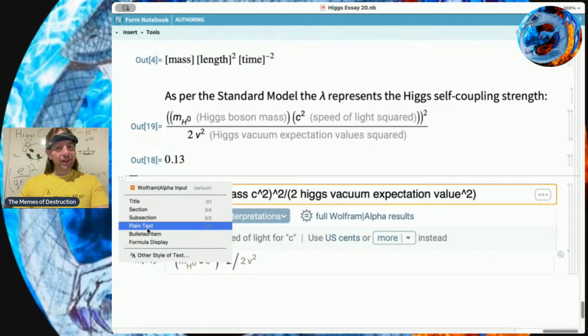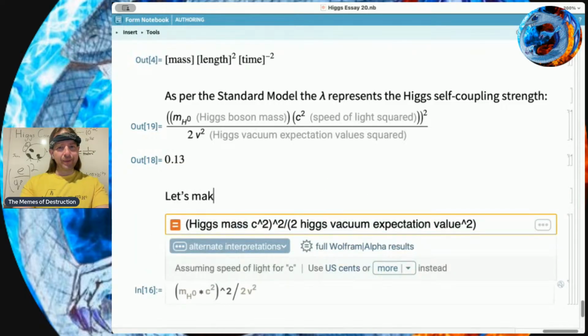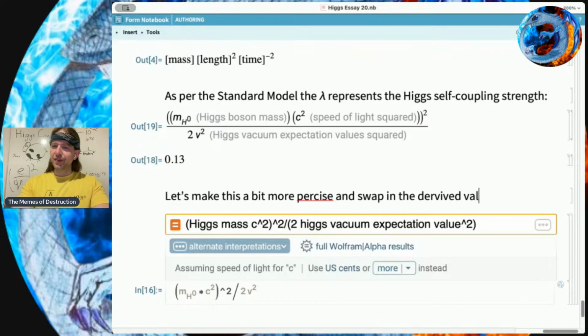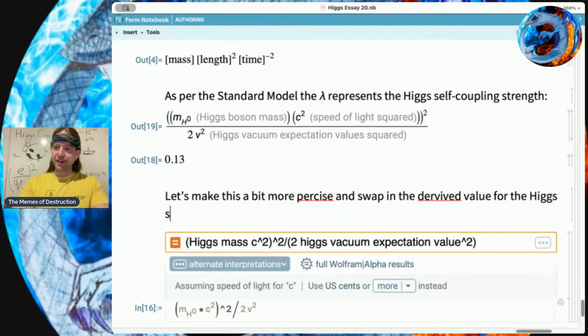Let's make this a bit more precise. Swap in the derived value for the Higgs vacuum expectation value.